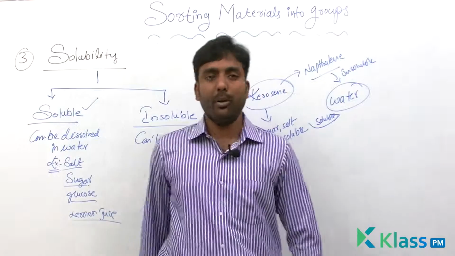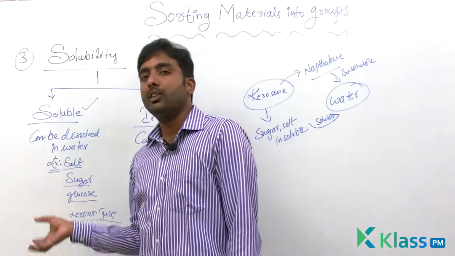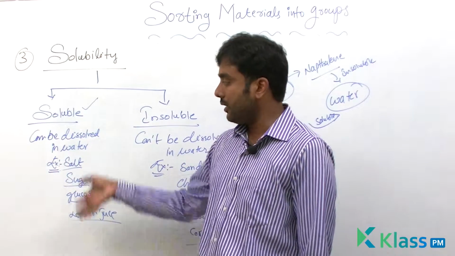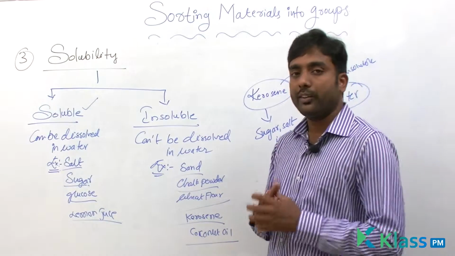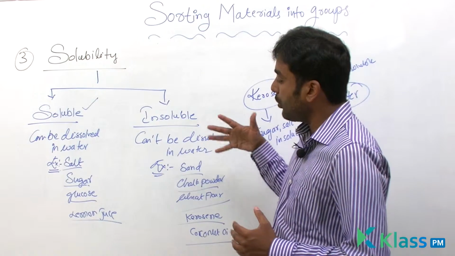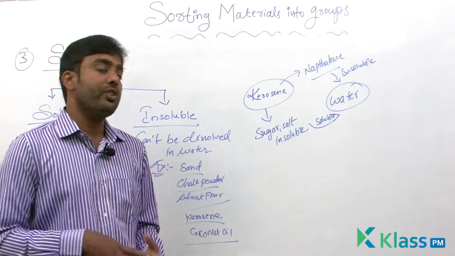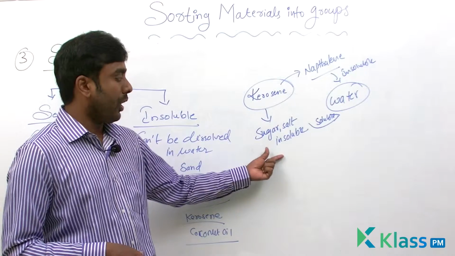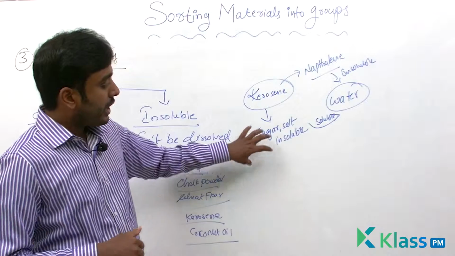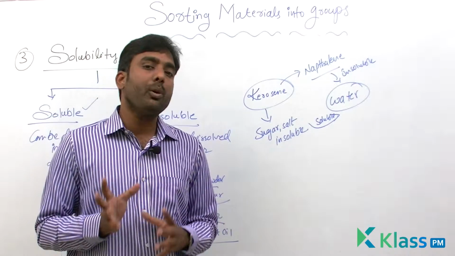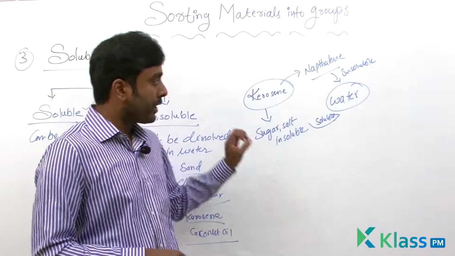So here, based on solubility, we are classifying the materials into two groups, soluble materials and insoluble materials, from the point of view of water. All the materials which can be dissolved in water are soluble materials for water. The materials which are not dissolved in water are insoluble materials for water. But there are some other solvents, like kerosene, in which you cannot dissolve sugar and salt. That's why sugar and salt are insoluble materials for kerosene, and naphthalene is a soluble material for kerosene.